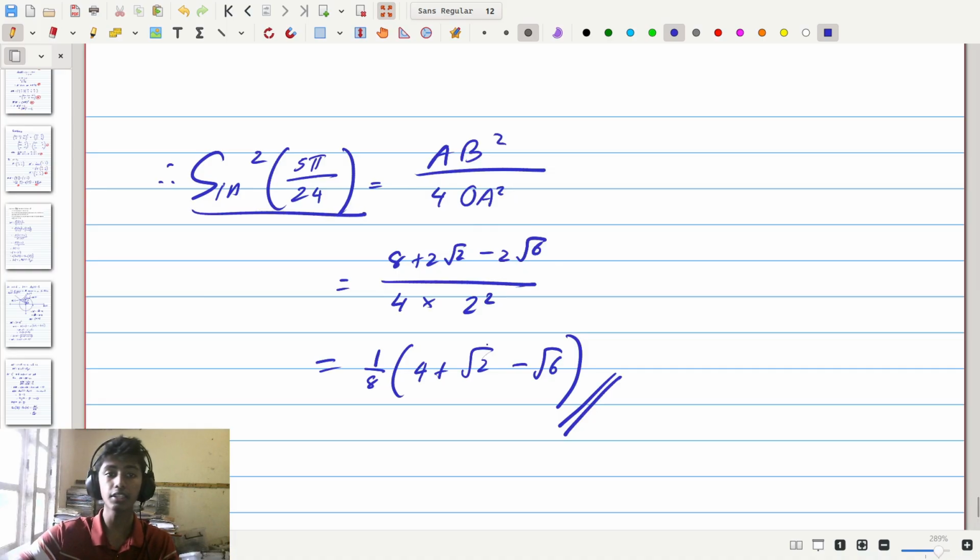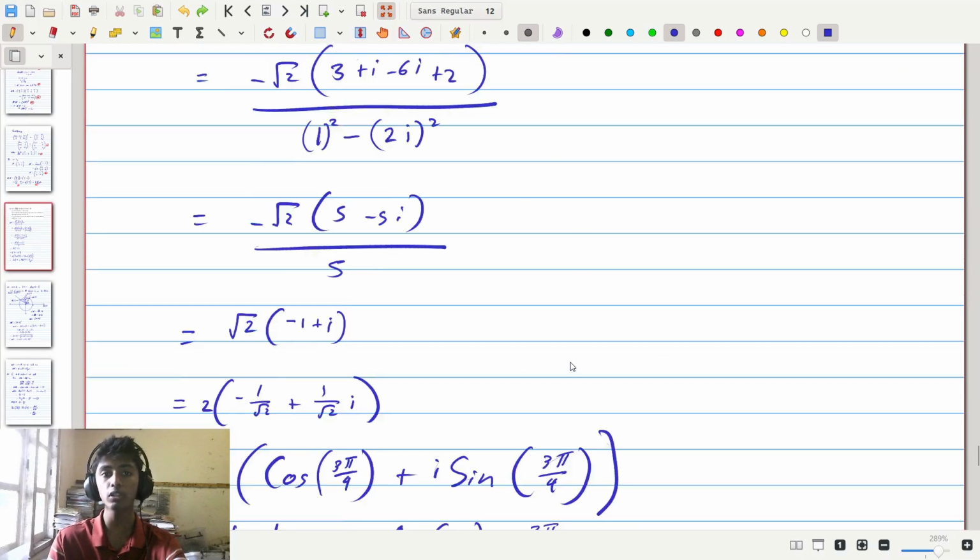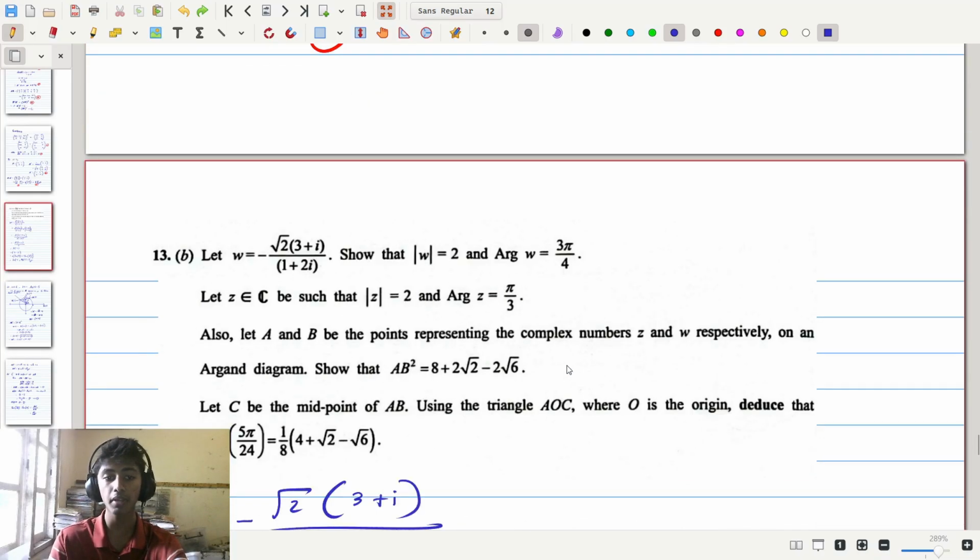We've proven that the sine squared of 5 pi by 24 is equal to 1/8 times 4 plus root 2 minus root 6. So that's going to be the end of our question. That's all the questions that we have in this simple complex number question.